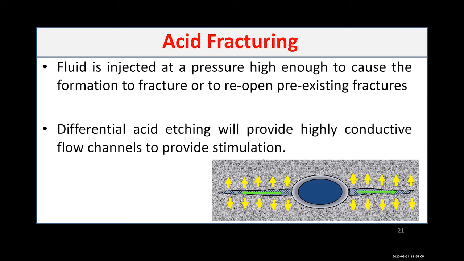The final type of acid treatment is acid fracturing. Here we are injecting the acid to create a frac and pumping at a higher pressure. Sometimes you either create a new frac or you open a pre-existing frac. The idea here is not to create a wormhole or to remove the damage. The idea here is to etch the fracture surface, so when it closes after treatment, you will still have an open area that will be conductive and productive.